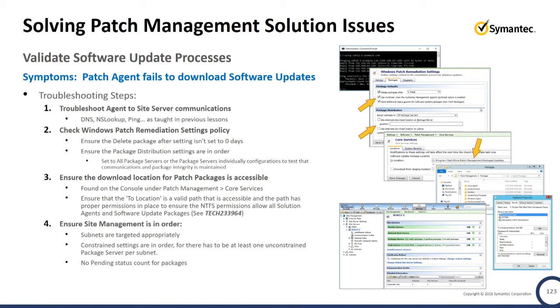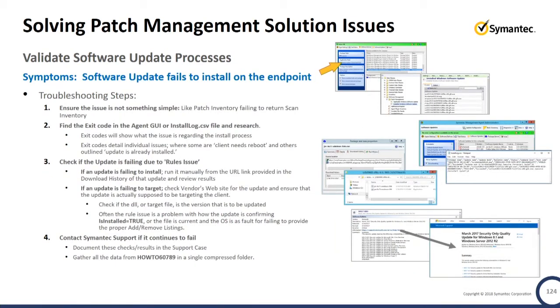Okay, make sure the package distribution settings are totally in order. Check your package servers, go back to the site, go back to the NS, look at all your site management settings, ensure everything's green. If it fails to install on the endpoint, this one gets a little more detailed into possible problems with the package rules behind the scenes. It's unlikely in most cases. I've probably only seen it a few times in years of using this.